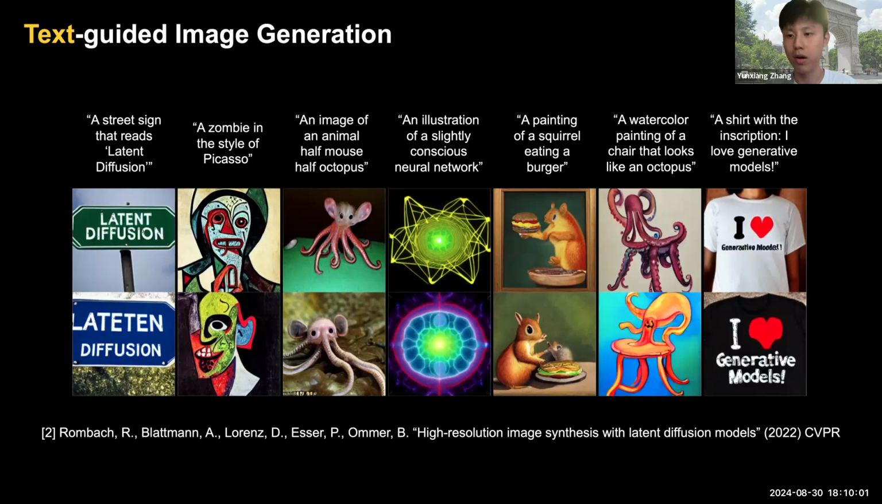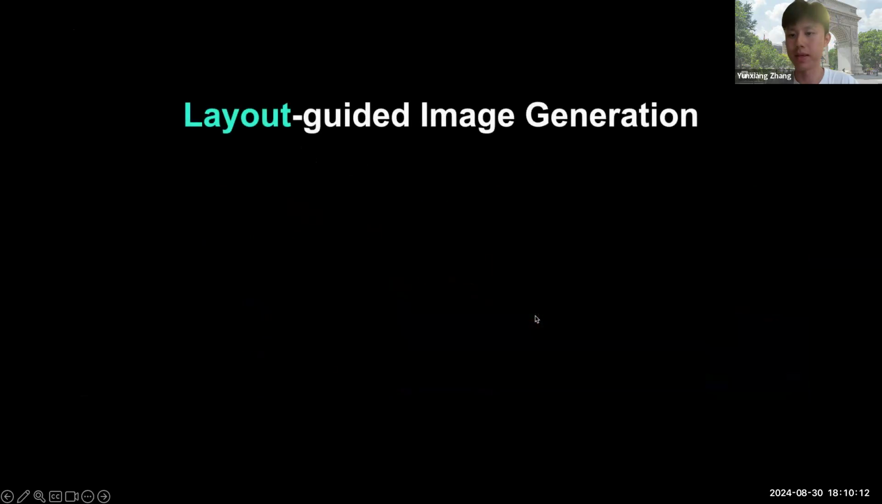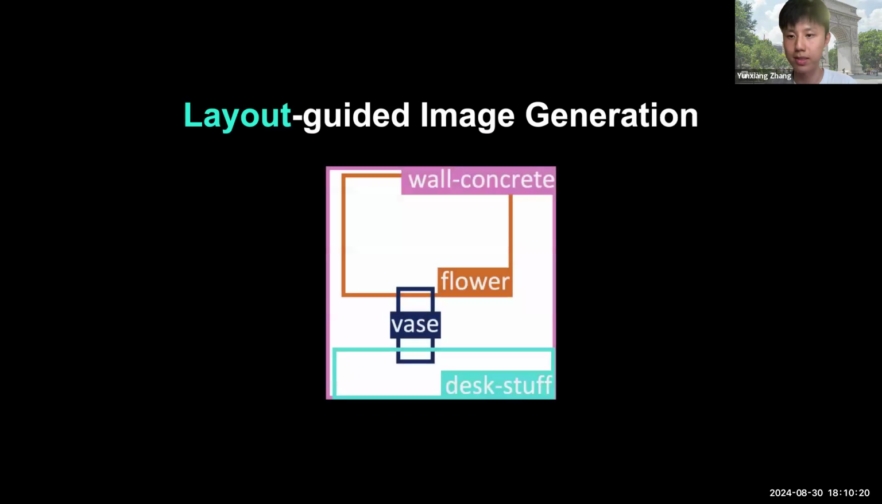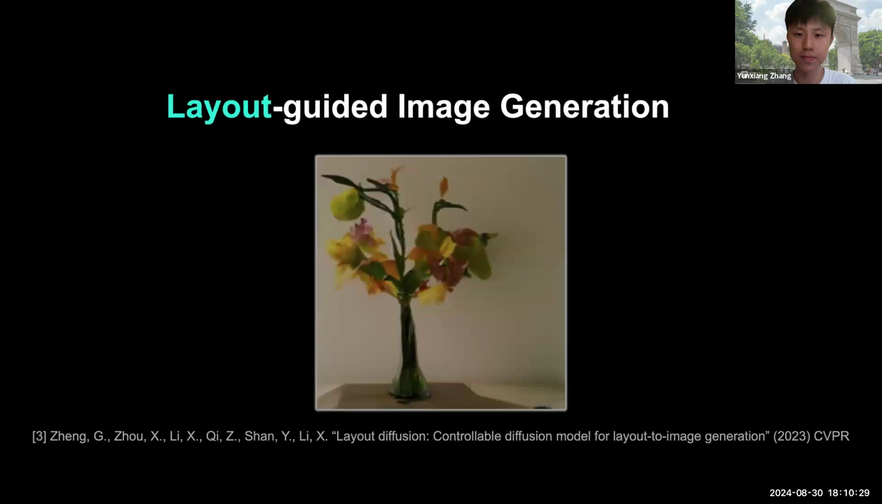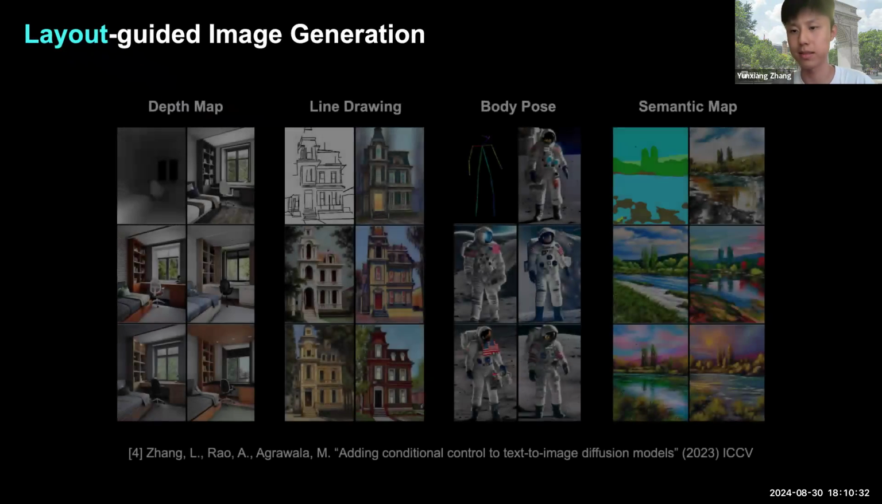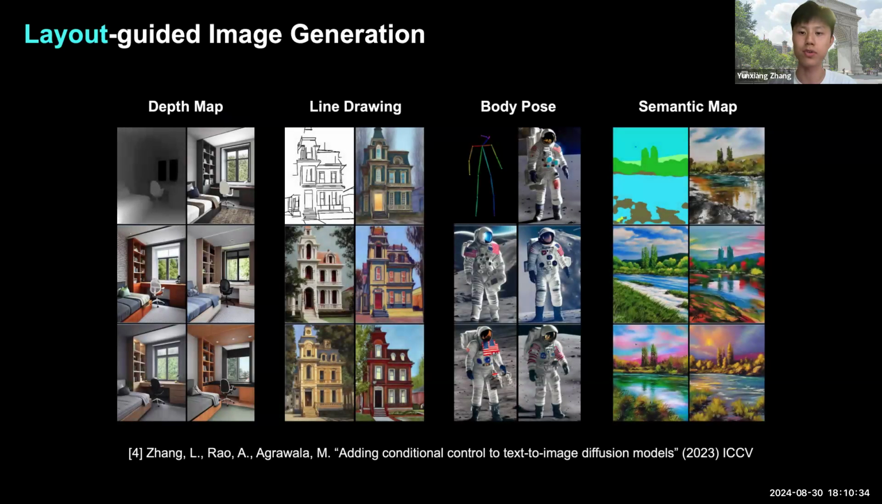For instance, it's a horrible task to adjust the position and orientation of the sign here or the body pose of the squirrel here using text prompts only. To address this issue, researchers have been exploring additional formats of control signals to enforce layout guidance. For instance, it's now possible to use caption bounding boxes to precisely control what image content is generated where, such as the bouquet of flowers and the vase in this generated image. This kind of layout-like guidance has been successfully demonstrated with a variety of control signal formats, including depth map, line drawing, body pose, semantic map, etc.